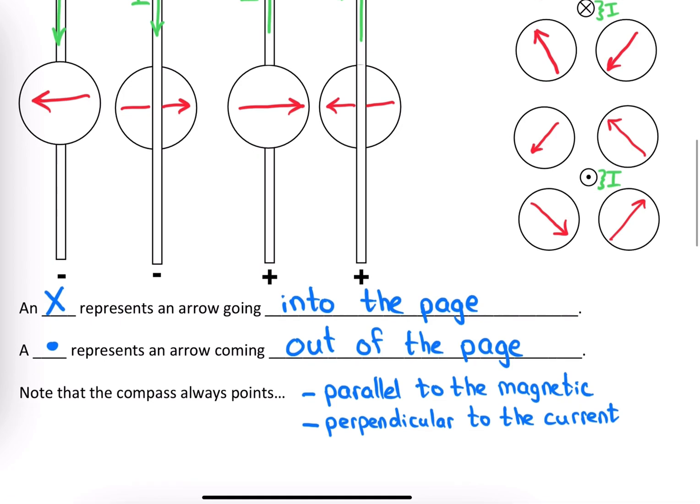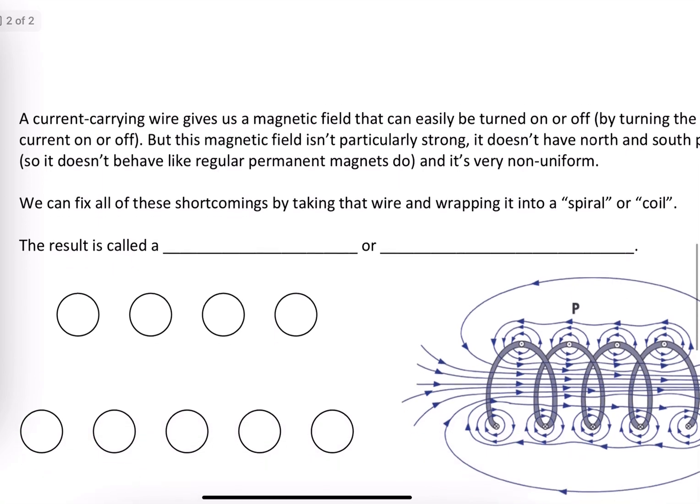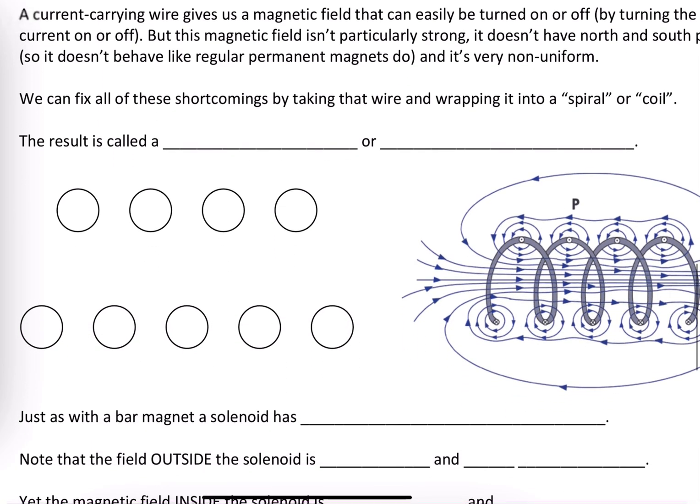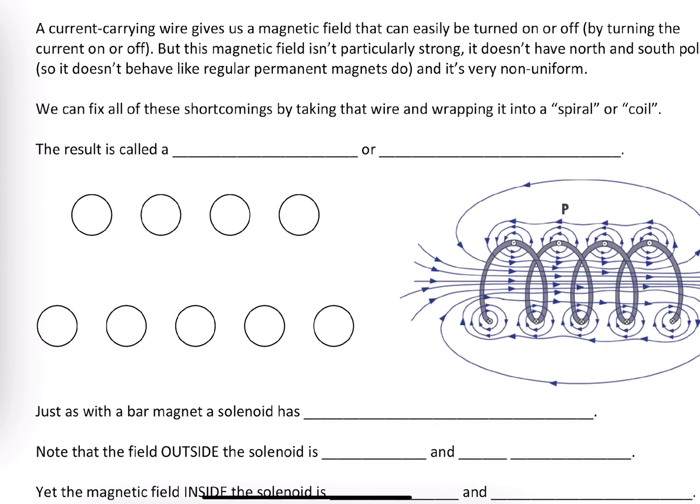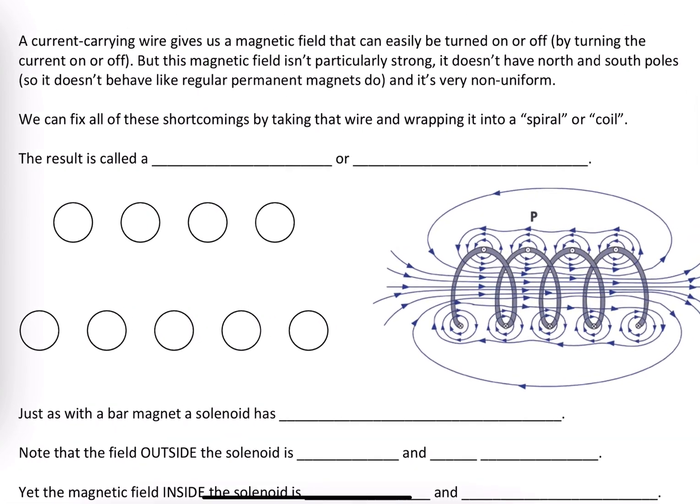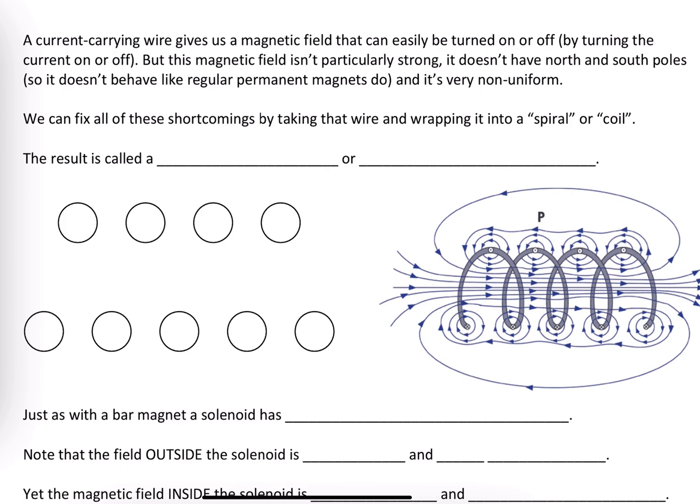All right, so let's move on. That shows us how a current carrying wire can give us a magnetic field. And the neat thing about this magnetic field is it can easily be turned on or off. Because when we have current flowing in a wire in an electric circuit, it's easy to turn that circuit on or off by disconnecting the battery or using a switch. It's easy to turn electricity on or off.